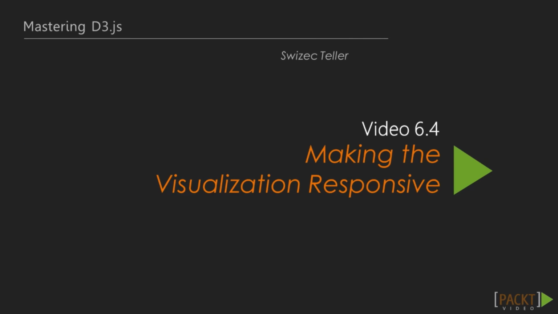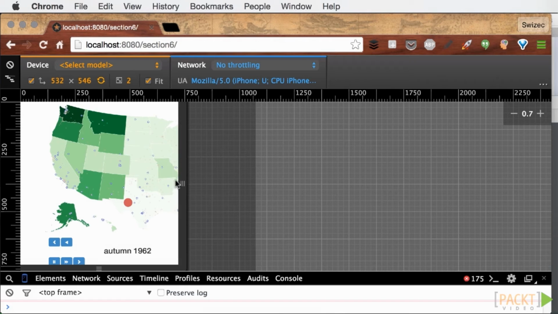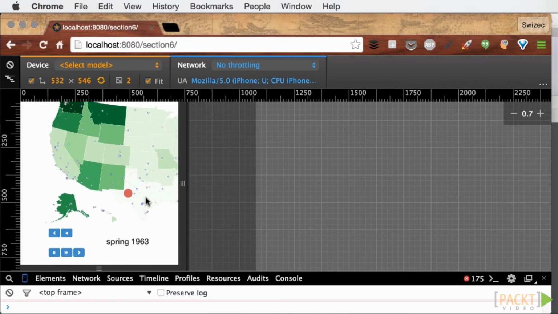High-flying interaction ideas from the last video aside, there's one type of interactivity we absolutely must cover: making our visualization responsive. These days, almost 50% of all web traffic happens on mobile devices, and the number is only going to grow. We absolutely have got to take care of mobile users.